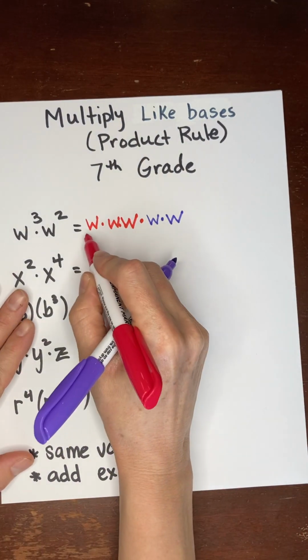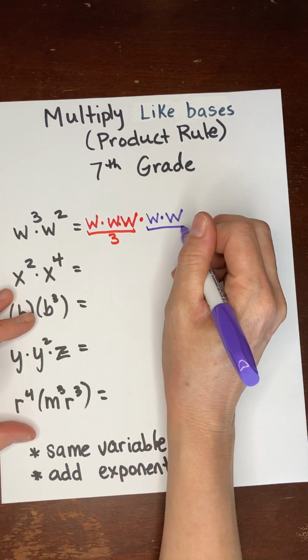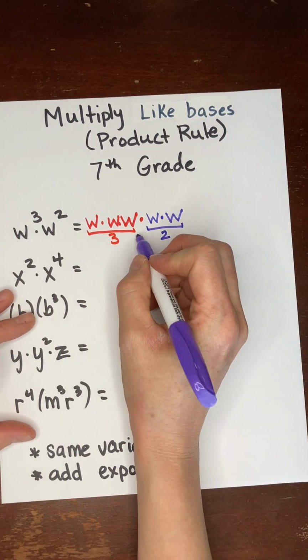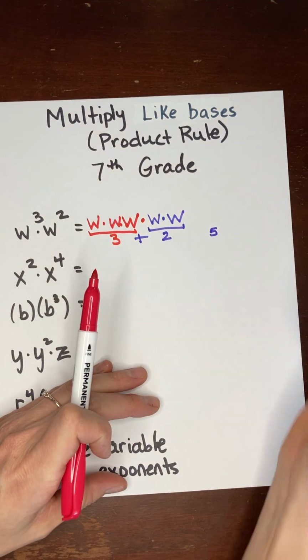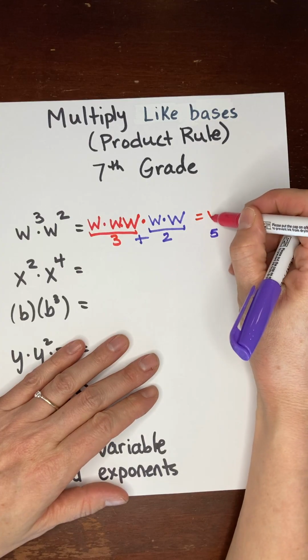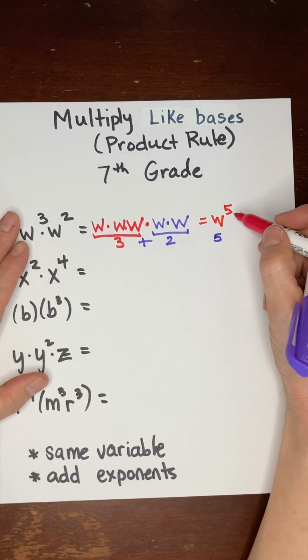Now, how many w's do we have here? Silly question, right? We have 3. How many w's do we have here? 2. How many do we have altogether? 3 plus 2 equals 5, right? Guess what? The answer is w to the 5th. So this leads us to our product rule.